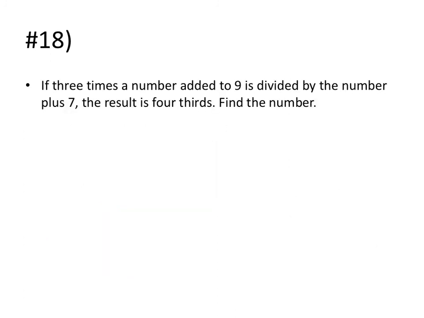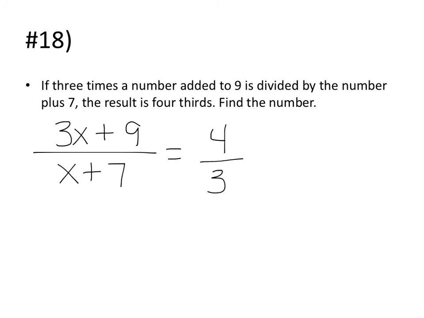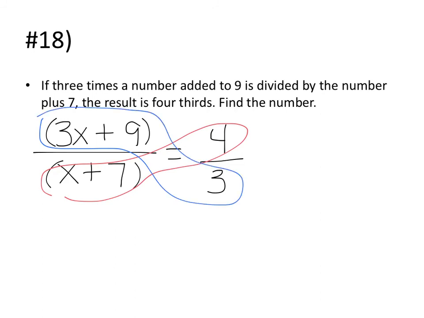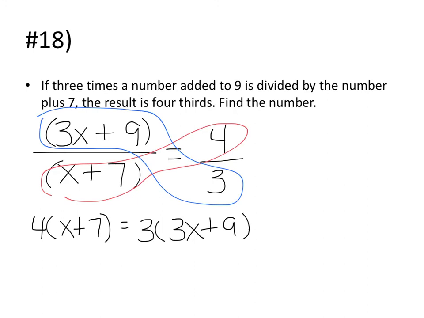Okay. If 3 times a number, so 3x added to 9, it really should be 9 plus 3x, but since you're adding, it doesn't matter, is divided by the number x plus 7, the result is 4/3. So put parentheses around these, and you can cross multiply, or you could have found your LCD and done it that way. Either way is fine. So you have 4 times x plus 7 is equal to 3 times 3x plus 9. So distribute.